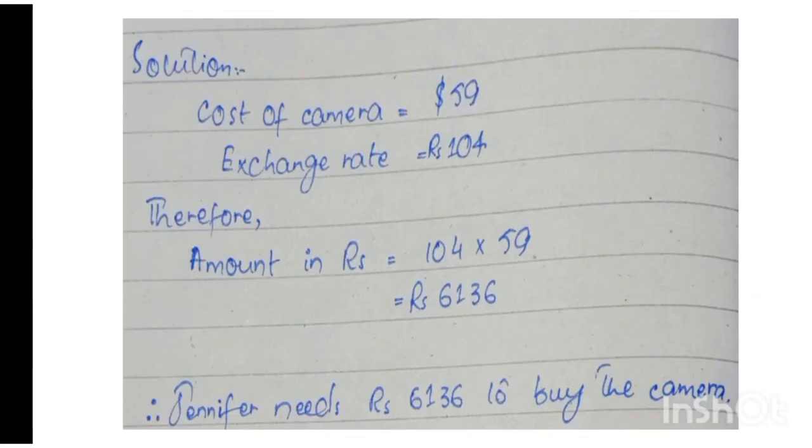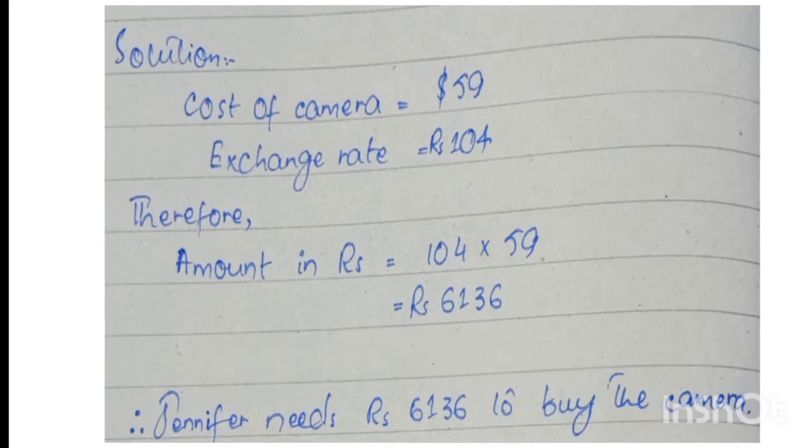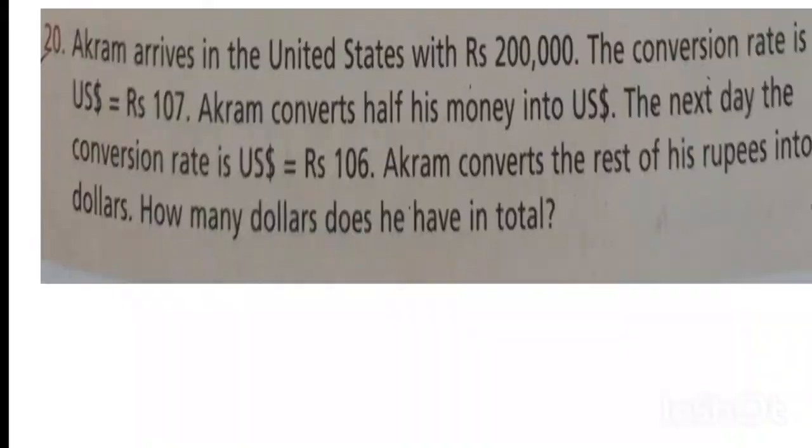The solution is cost of camera equals $59, exchange rate equals rupees 104, and we need to find the cost of the camera in rupees. Therefore amount in rupees equals 104 multiplied by 59. You just need to multiply the exchange rate by the cost of the camera. Multiply 104 by 59 and you have got 6,136. So Jennifer needs 6,136 rupees to buy the camera.